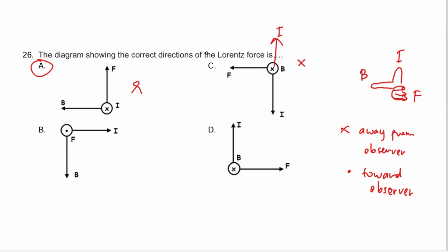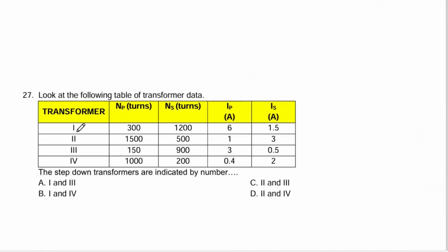And then for this one, B, if B is going down, I must go to us, so I must be going there. That's wrong as well. And then for D, if F is to the right and then B is there, F is to the right, and then B is to there, so I must be going down. That's wrong. So the correct one is A. That's number 26. The next one, question number 27.